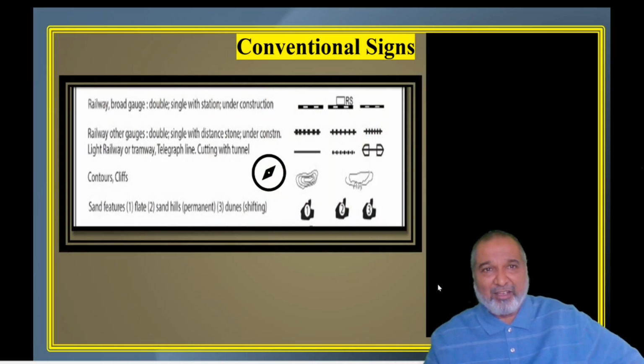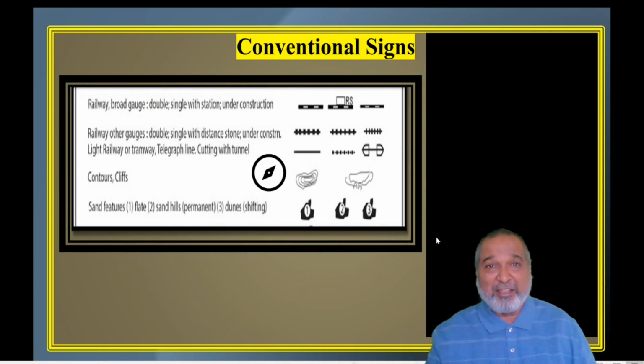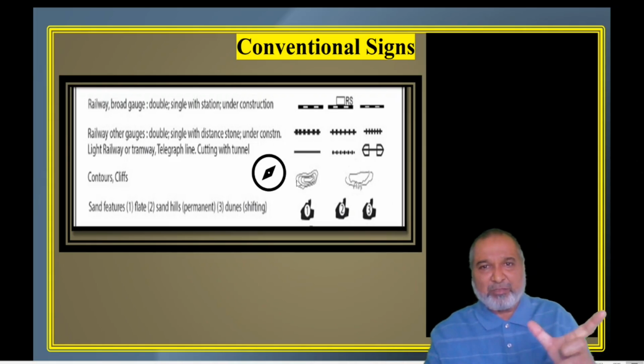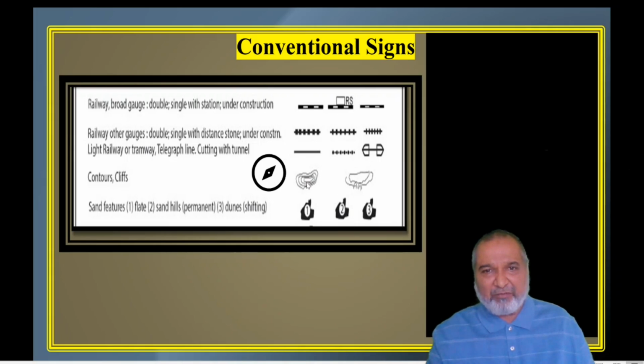Railway lines can be single line or double line, but we are not going to mention that detail. These are the contours. You can see that whenever they come very close together, that is a steep slope, and whenever the distance is broad, it is a gentle one. That is also given. Wherever they are very close, that side is the steep slope.